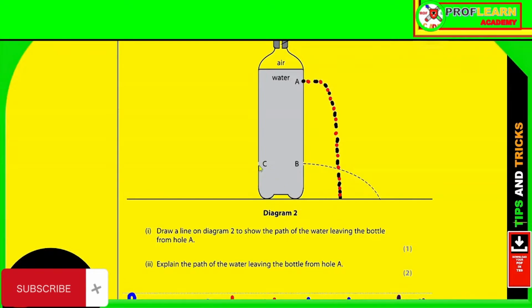But we have another hole C here. I've already described this and mentioned this. This is at the same level as B. Being at the same level as B, liquid at C has the same pressure as that of B. So it's also going to come out and cover the same horizontal distance. If this is D, this must also be the same. So pressure at the same level is the same.